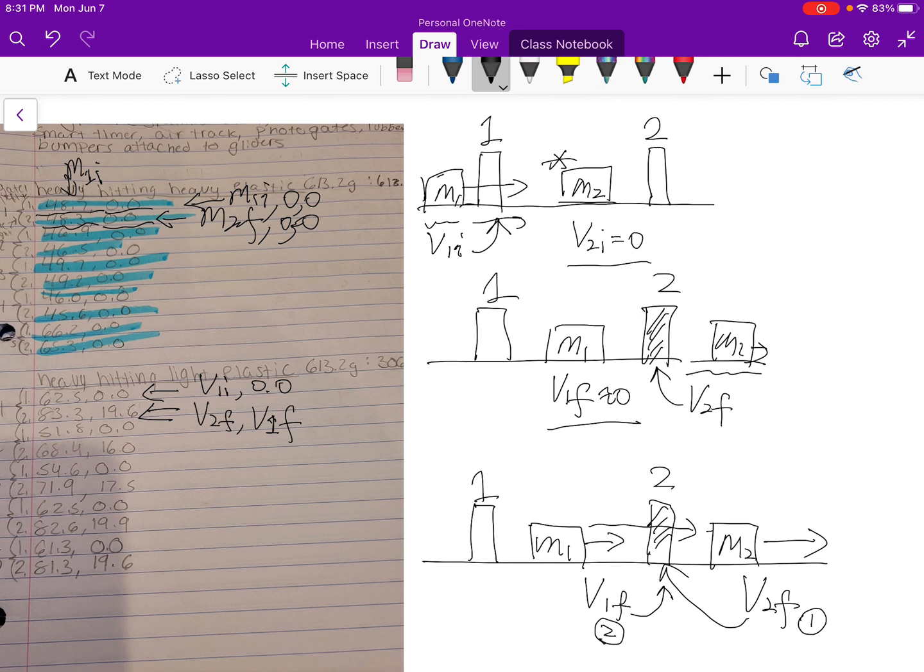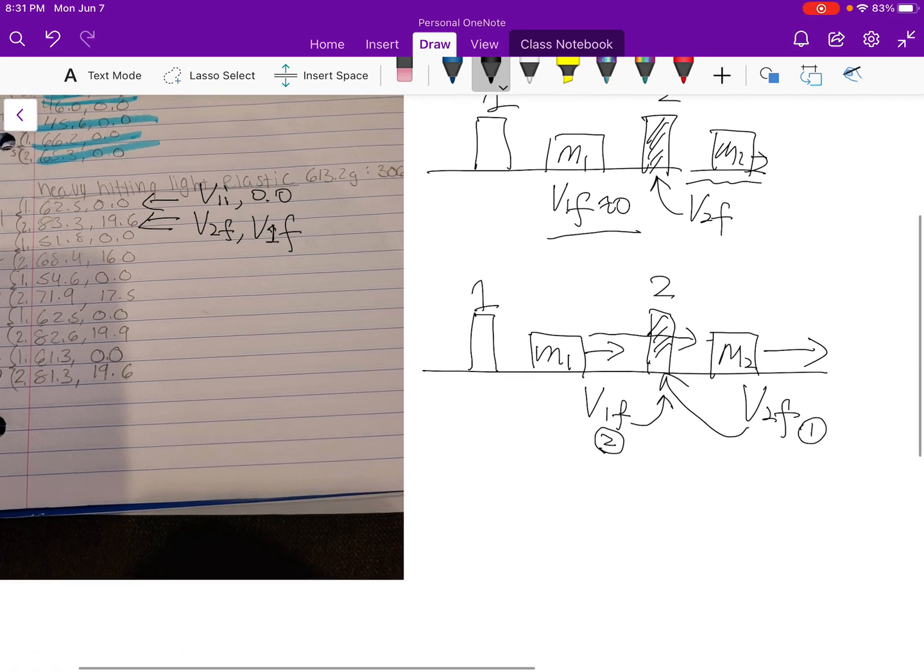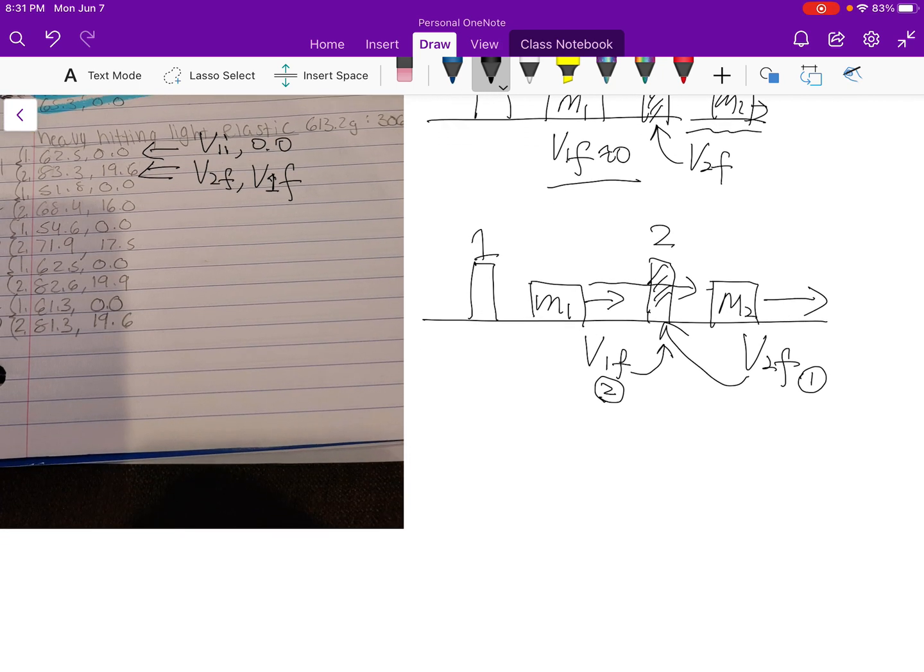So think about this. Most collisions can be explained in these two cases, except for the light hitting heavy, where the light object, the light glider, actually bounces back. So what happens when that is your case?